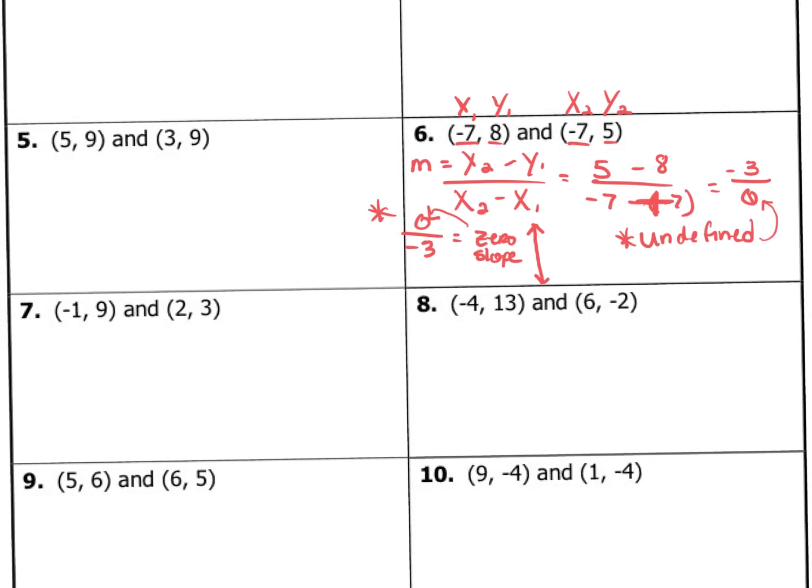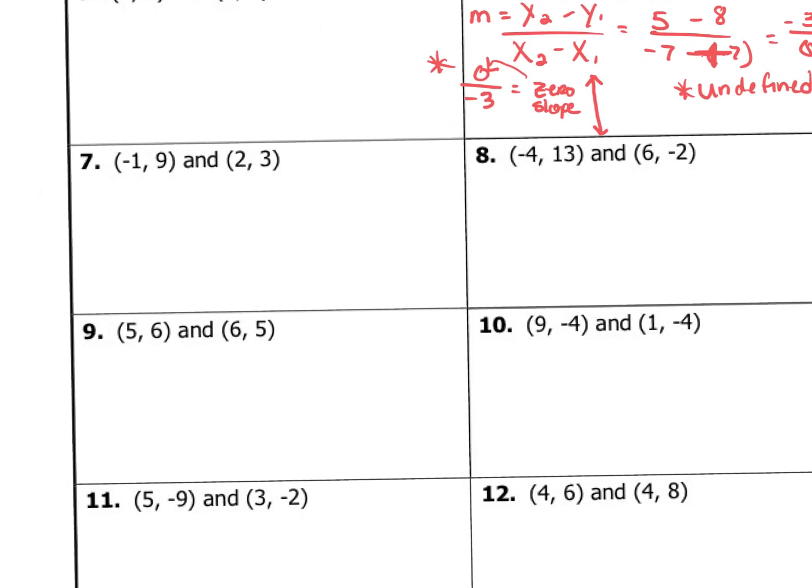Okay, let's try another one. Let's do this one. This is x1 and y1. This is x2 and y2. And the formula is y2 minus y1 over x2 minus x1. And when you do this on your paper, I want to see all this work. Whenever we're finding the slope of 2 points, I want you to write all of this down. I want you to label your points. I want you to write the formula. The more you write it, the more you remember.